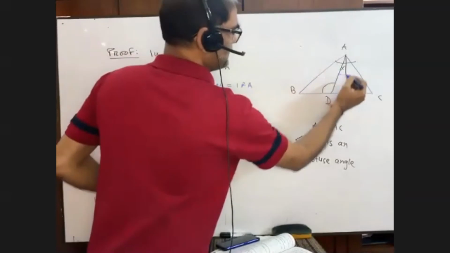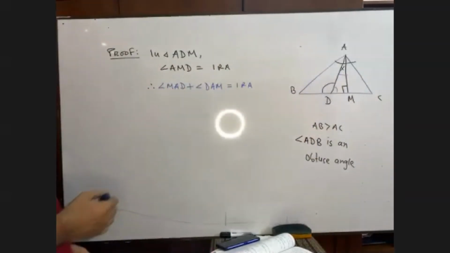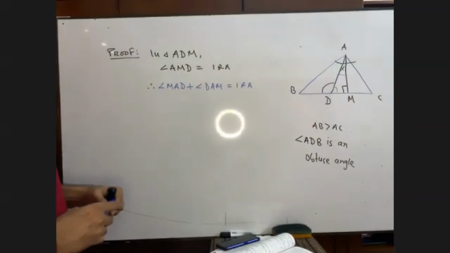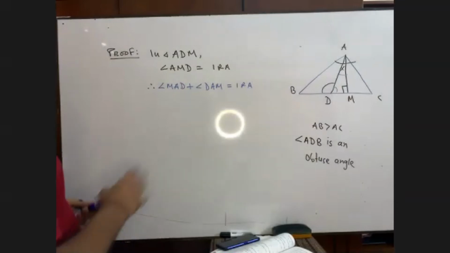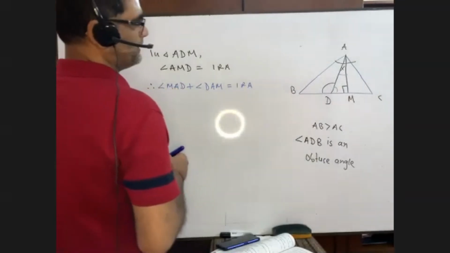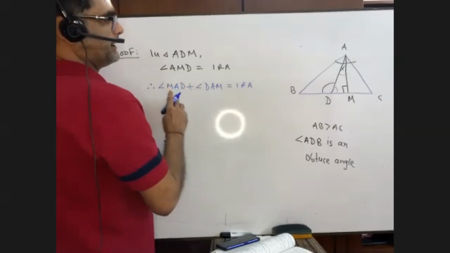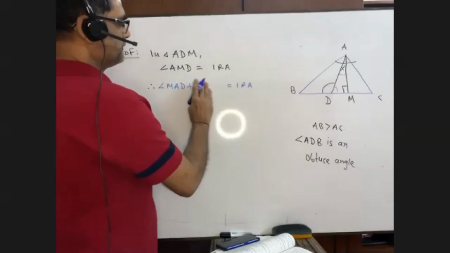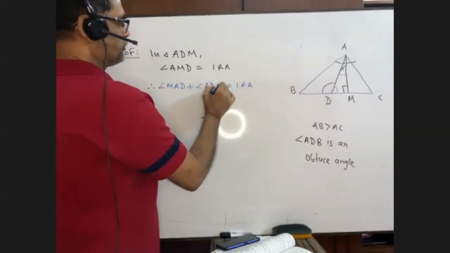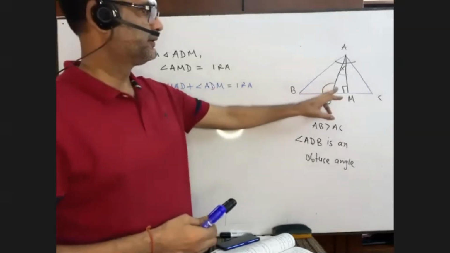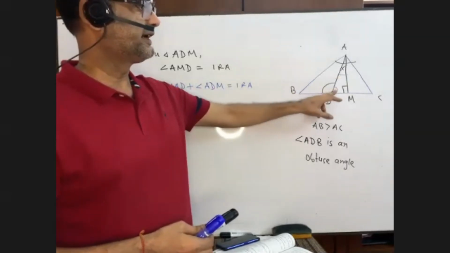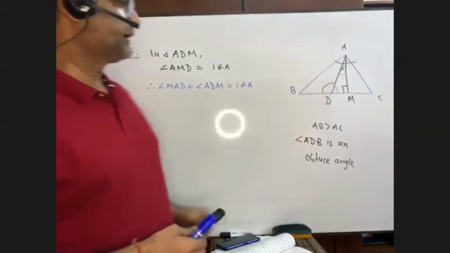Yes, sir. This angle and this angle. Have you seen the figure? Sir, I'm not getting the same angle. MAD and DAM. Oh, I'm sorry. It is MAD and it is ADM. I'm sorry for that. This angle and this angle.